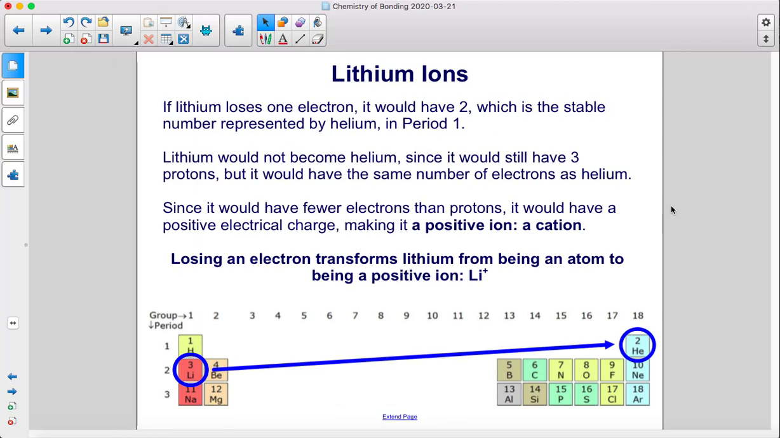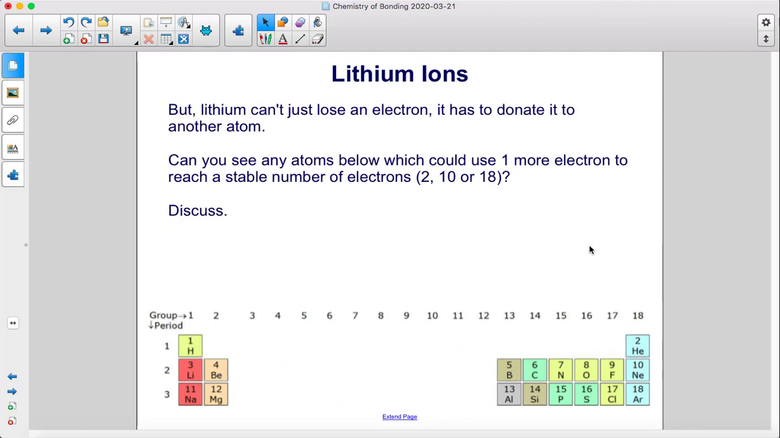If lithium loses 1 electron, it would have 2, which is the stable number represented by helium in period 1. Lithium would not become helium, since it would still have 3 protons, but it would have the same number of electrons as helium. Since it would have fewer electrons than protons, it would have a positive electrical charge, making it a positive ion, a cation. Losing an electron transforms lithium from being an atom to being a positive ion.